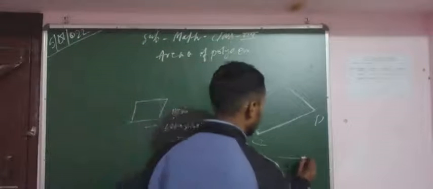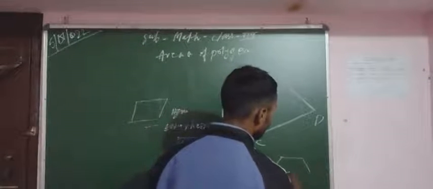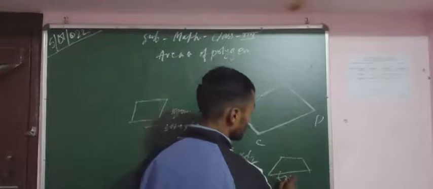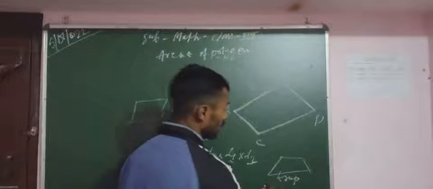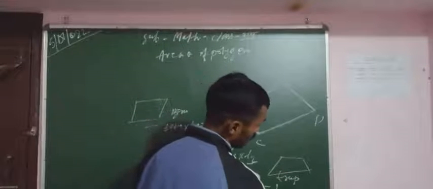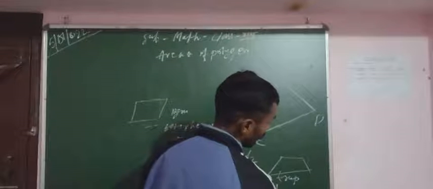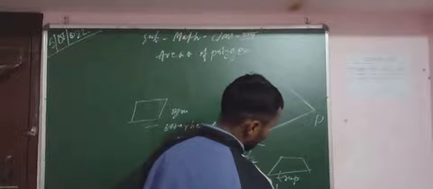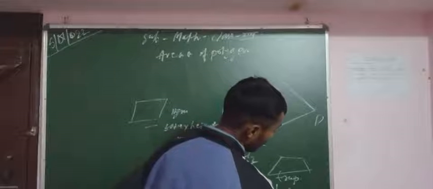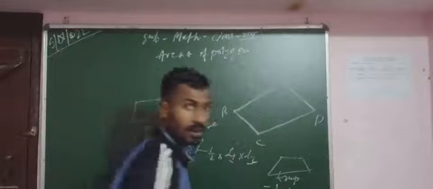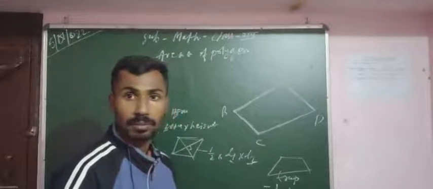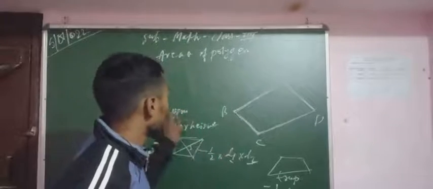Suppose that we have a trapezium. The area of trapezium equals 1 by 2 into the sum of parallel sides into height. So we can use this formula to calculate the area of such kinds of figures.